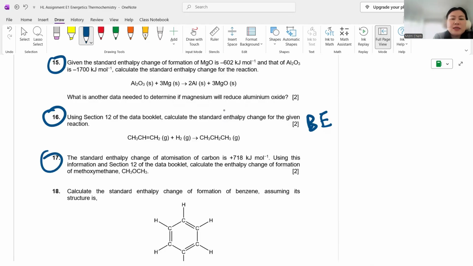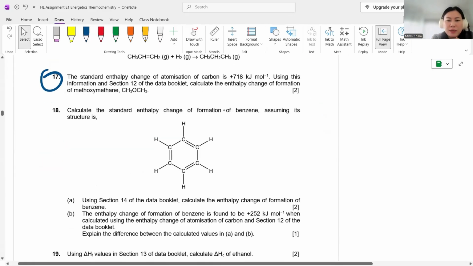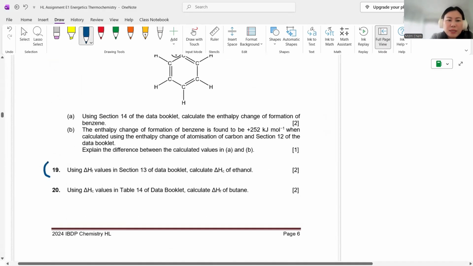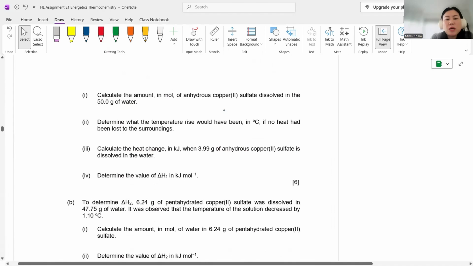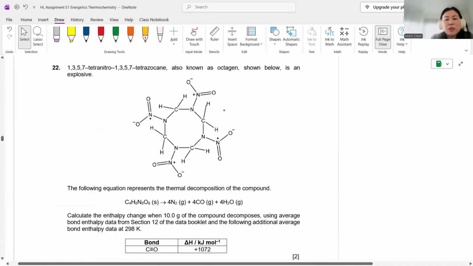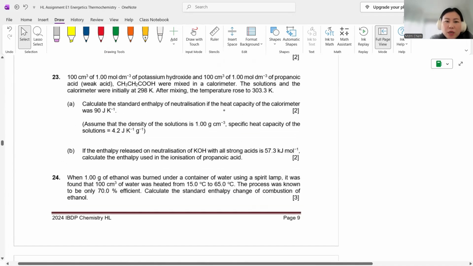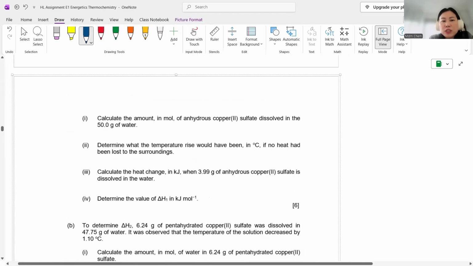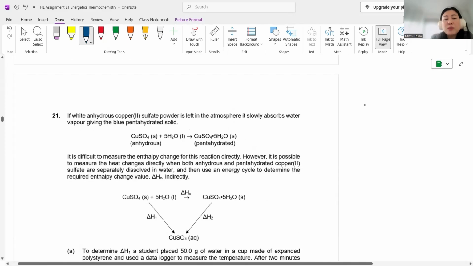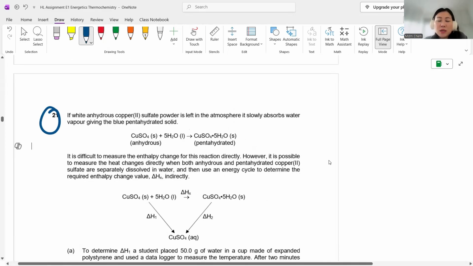Question 17, there's atomization, and question 19, whereby you use HF. Question 20, you use HC, and maybe just one of the calorimetry questions. So likely I will be going through the one that is more difficult than question 21, which is so long. Okay?